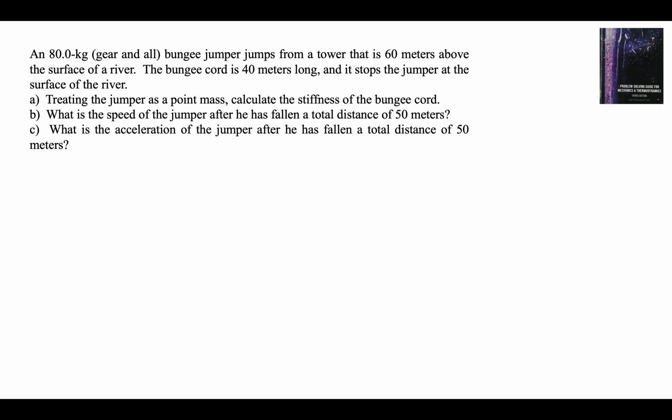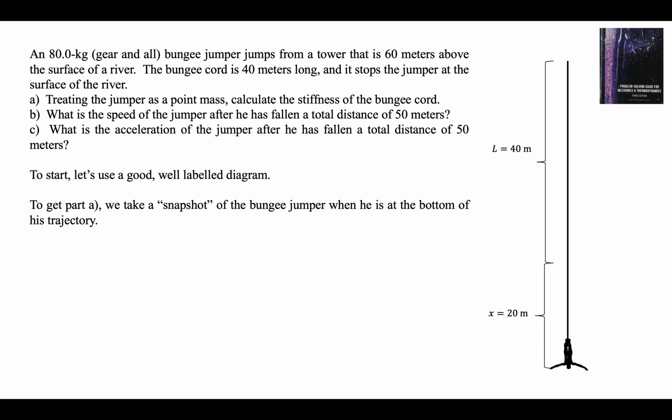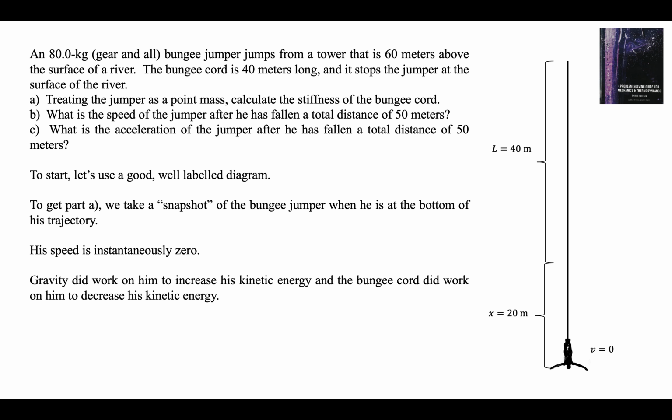So now he's still moving. And then part C, what is the acceleration of the jumper after he has fallen a total distance of 50 meters? So let's use a neat, good, well-labeled diagram. There's the bungee jumper. That's the relaxed length of the cord, 40 meters. There's the stretch, that's x. So that's the bottom of the trajectory. His speed is instantaneously 0. So let's put v equals 0 in the diagram.